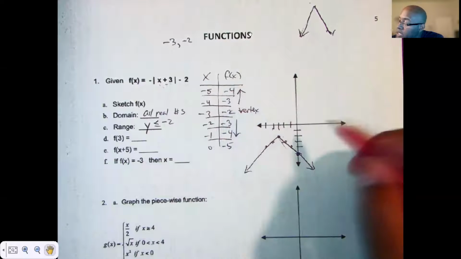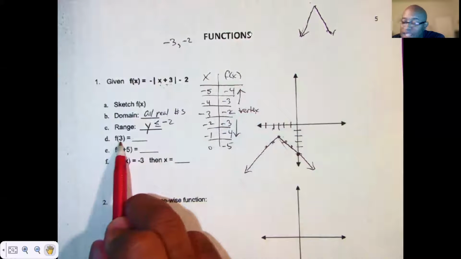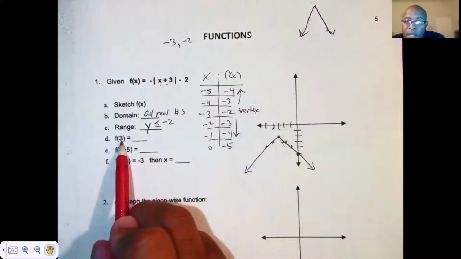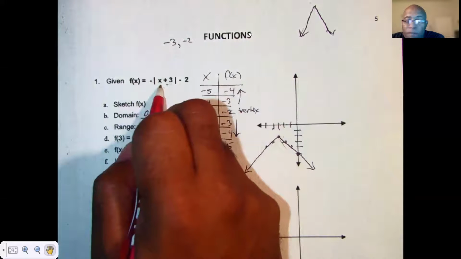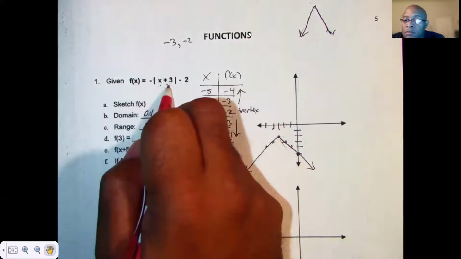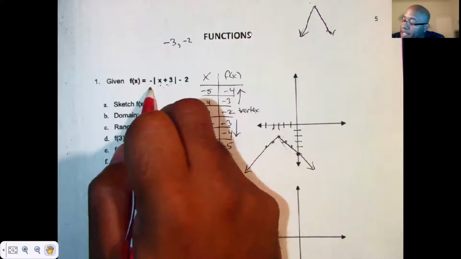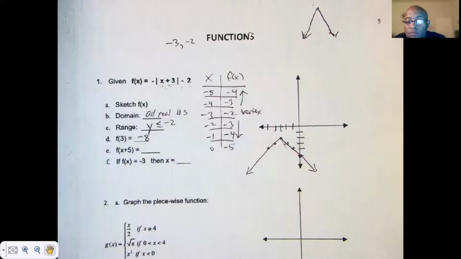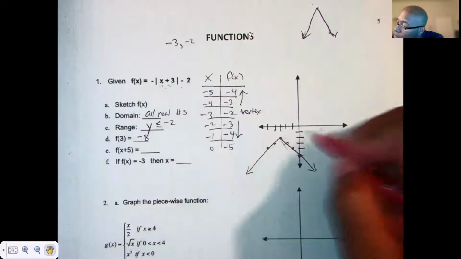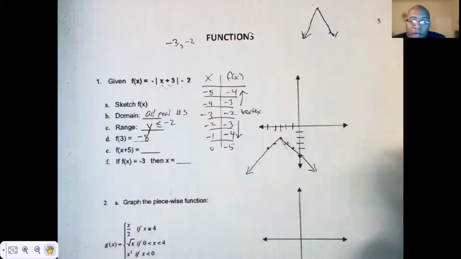Okay? So let's find out what f of 3 is equal to. So let's take 3. This is an X right here. This is the input variable, which is X, and let's plug it in. So if I plug in 3 right here, what's 3 plus 3? 6. Then I have a negative in front. So -6 minus 2 is -8. And you can notice if I come over here, I'm decreasing. That's how -8 is going to show up.